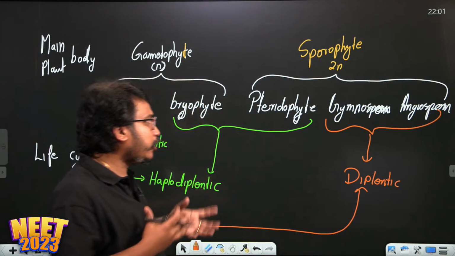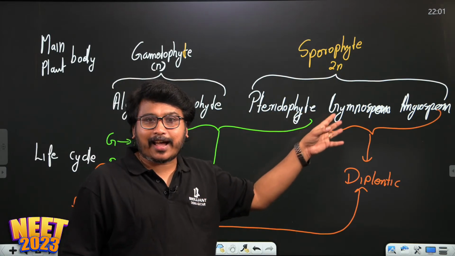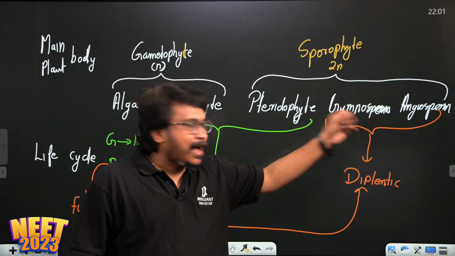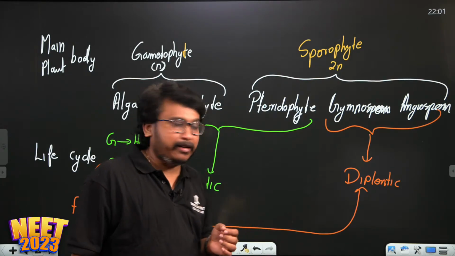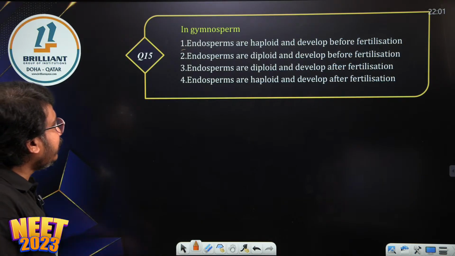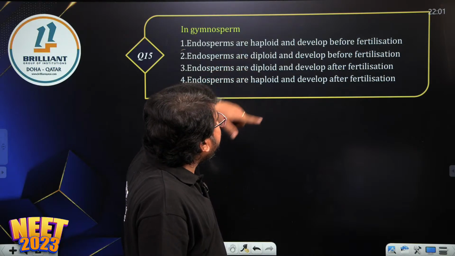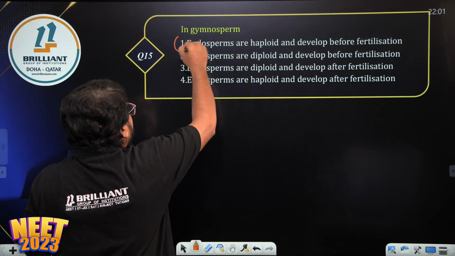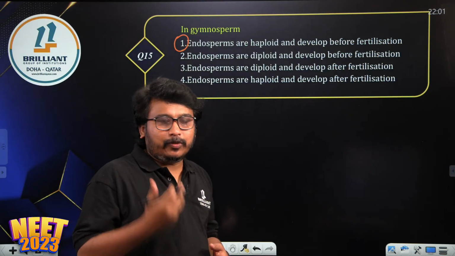So that's all about shortcuts from algae, Bryophyte, pteridophyte. Gymnosperm life cycle I haven't given much. Then Angiosperm we will be discussing in sexual reproduction in flowering plants. And in Gymnosperm you should understand the endosperm is haploid and it is produced before fertilization. This structure also you should remember.